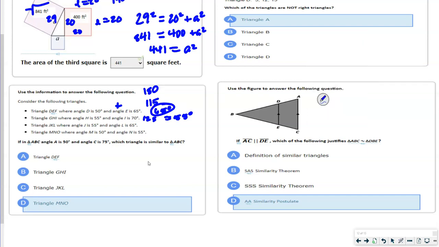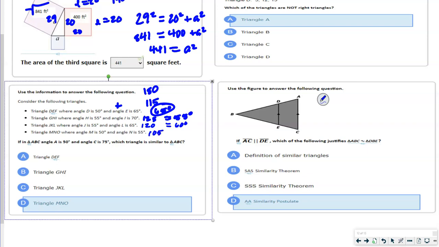Okay, and then we've got 55 and 65. 55 plus 65. That's 120, so we got 120 there. And when we subtract 120 from 180, we get 60 here, right? And then 50 plus 55 is 105, right? So we subtract 105 from 180, so that's going to be 75. So now we're just trying to match the angles, right?